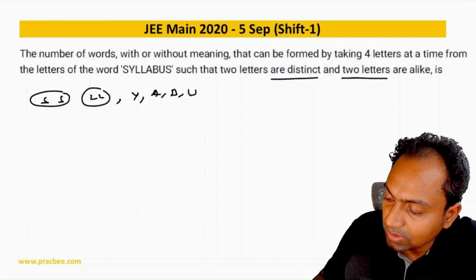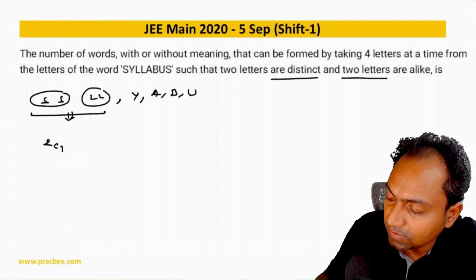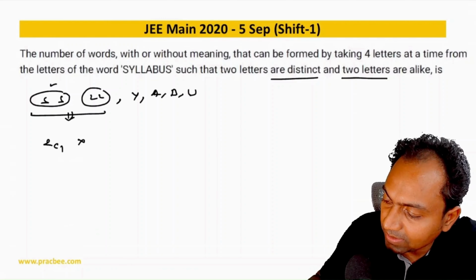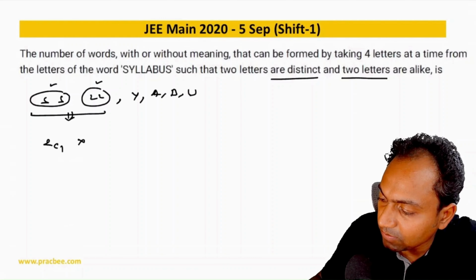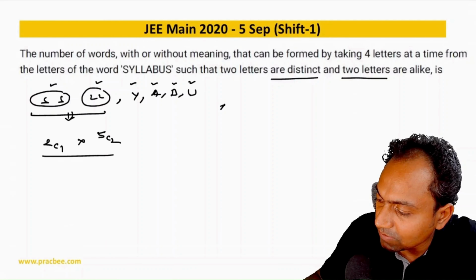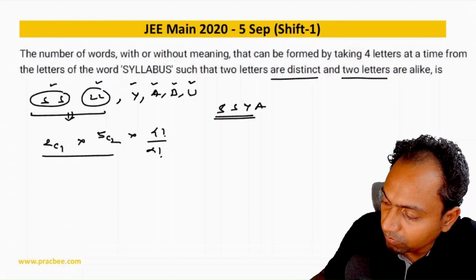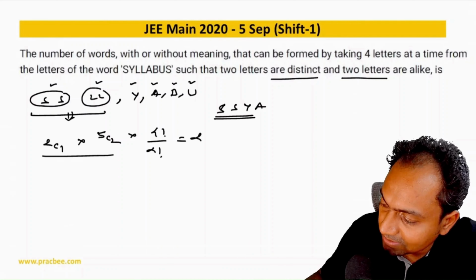So now you can see that 2 alike letters can be taken from these 2, so in 2C1 ways. And now let us say if I have taken this, then the number of distinct letters can be 1, 2, 3, 4, 5. So out of these 5 we can take 2. So one of these selections will look something like SSYA, and this can be arranged in 4 factorial by 2 factorial ways. If I simplify this, this comes out to be 240.